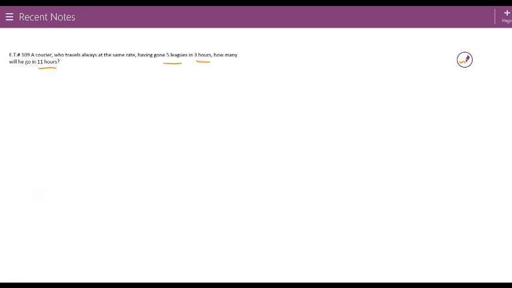We want to make sure that our labels are on the same part of our ratio. So I'm going to put 3 hours on top so we keep our numerator smaller, although it really doesn't matter. So 3 over 5 is equal to, now 3 is my hours, 11 is hours, so I'm going to put 11 on top over x.